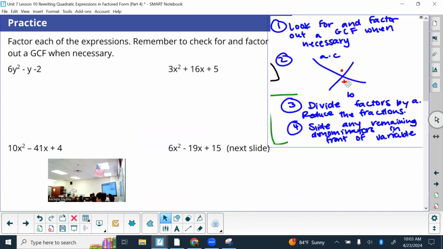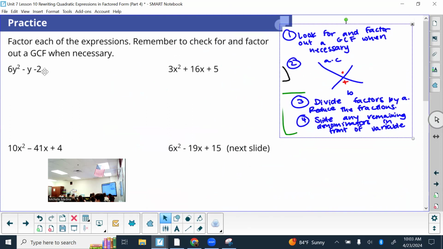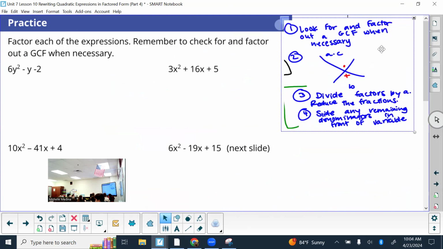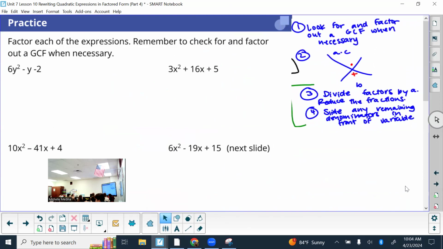And here's my steps just for reference. First step is to look for and factor out a GCF when necessary. So is there a GCF between 6, 1, and 2? All right, whenever one of the coefficients is 1, there's not going to be a GCF between the numbers. So then is there a GCF between the variables? Do they all have a y? So no GCF, move on to the next step, which is to set up your line.